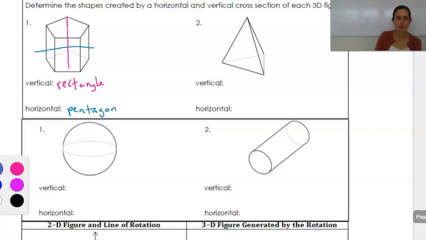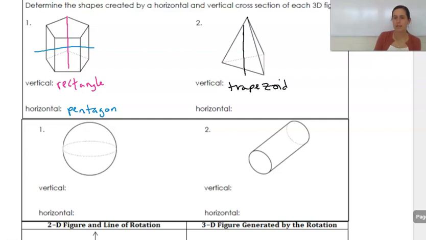Number 2, we have an example of a triangular pyramid because all the sides are triangles, there are no rectangles. That means if I cut it vertically, anywhere but that vertex, it's going to create that trapezoid. And then if I slice it horizontally, it's going to create the triangle.